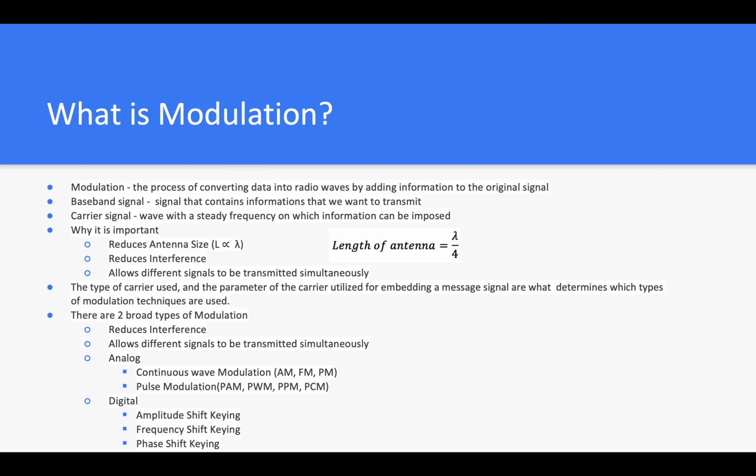Modulation is very important. It helps reduce antenna size, reduces interference, and allows different signals to be transmitted simultaneously. The types of modulation used depend on which element of the carrier signal we change. This means that if we are hiding the message via the amplitude, we would be doing amplitude modulation. There are two broad categories of modulation: analog and digital. We will be focusing on the analog portion, specifically amplitude modulation, which falls under the continuous wave modulation subset.